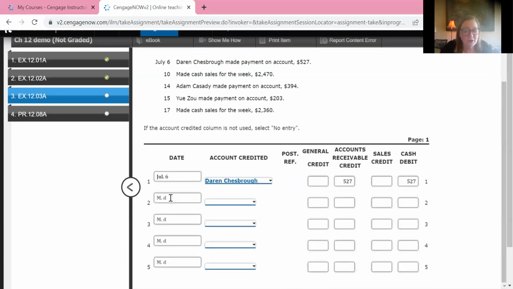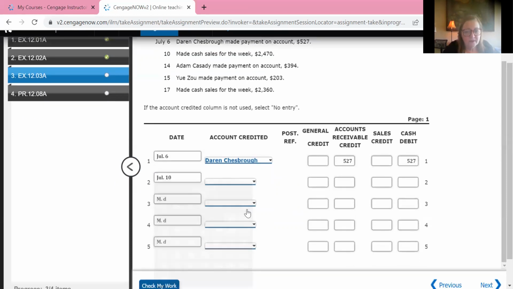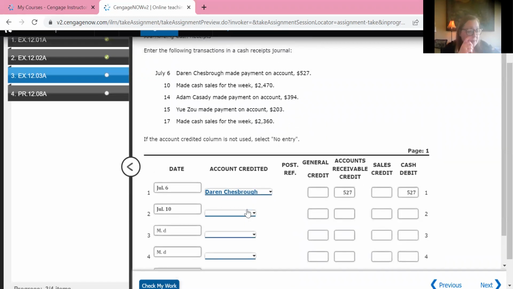But anyway, then on July 10th, we're going to pick that date. We're going to take this next thing that happened. Does it have a customer name in it? No, because it's not for a specific customer. It's not related to our accounts receivable. It's cash sales of $2,470. So rather than showing it as anything to do with receivables, we're going to show it as cash sales of $2,470 and collected the same thing, $2,470.